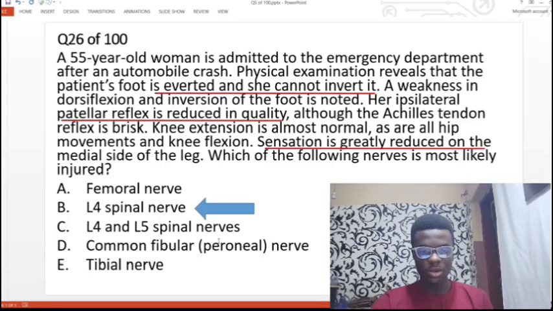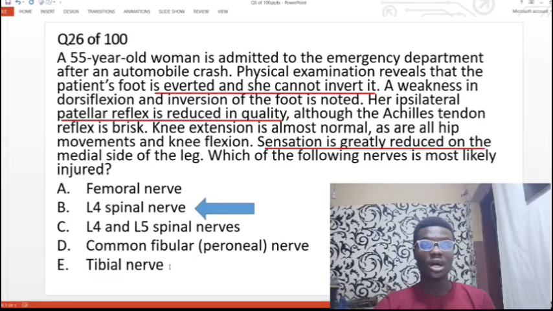The common fibular or common peroneal nerve. The common fibular nerve bifurcates into the deep fibular and the superficial fibular nerve. They said the patient's foot is everted, which means the superficial fibular nerve wasn't affected, because the superficial fibular nerve supplies the lateral compartment of the leg, which is majorly responsible for eversion. So it means the common fibular nerve was not affected.